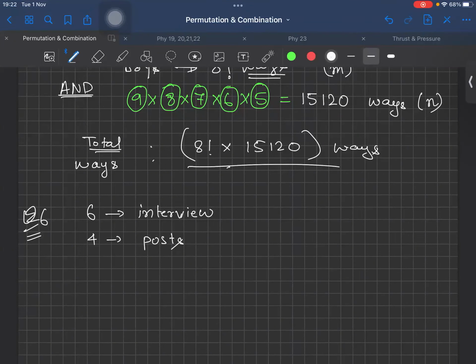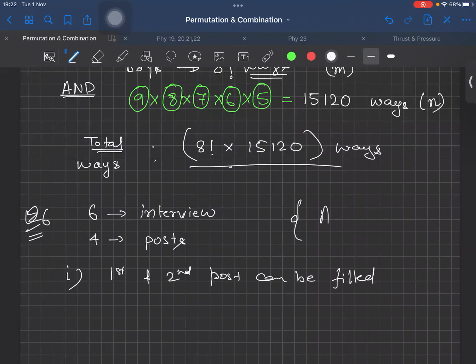Okay, so 6 candidates are called for interview to fill 4 posts in an office, assuming that each candidate is fit for each post. So we have to assume that all the 6 candidates are good enough to fill all the 4 positions. Determine the number of ways in which the first and second post can be filled. We are doing permutation, that means that's why I said arrange.